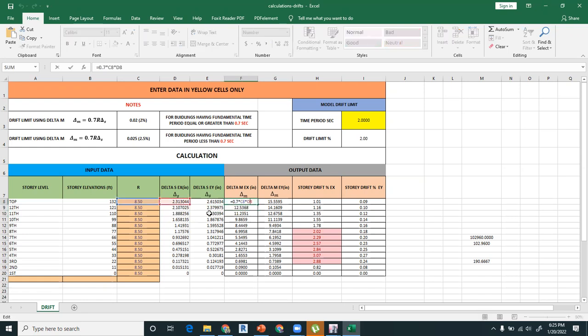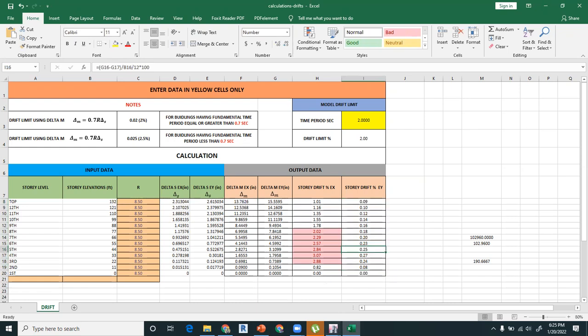If you see the formula, I have multiplied 0.7 with R and this delta S, right? So this is the delta M. This is the inelastic deformation of the building. And this is delta M in Y direction. So now this is the drift in X direction, and this is the drift in Y direction.